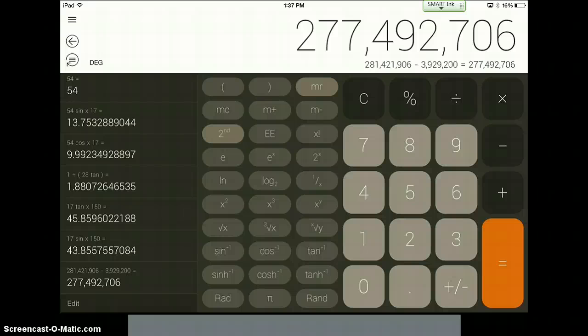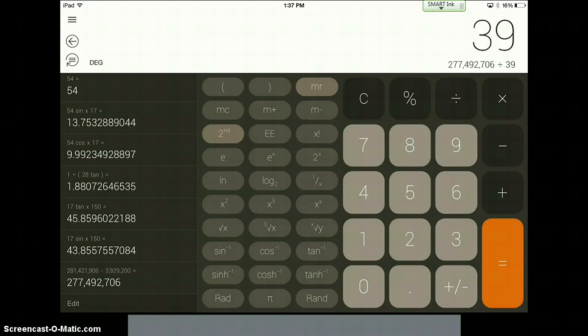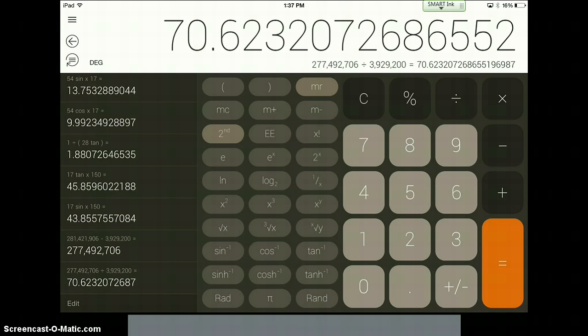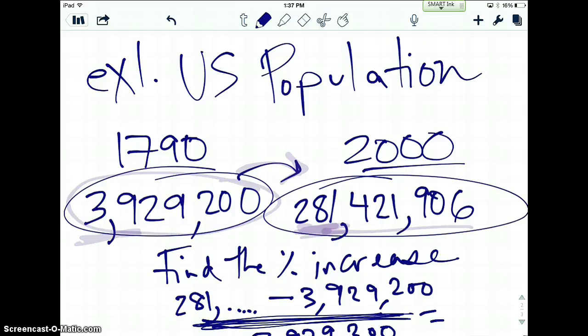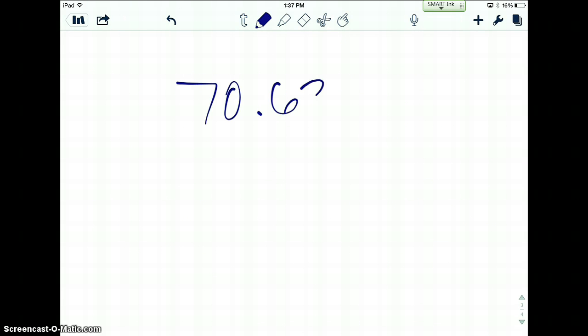I'm going to take that number and divide it by what it originally started out at. And it started out at 3,929,200 people. Oh, wow. And I get this decimal. Okay? So I get 70.6232. So I'm going to go ahead and write that out. 70.632, right? I think it was 623,207, blah, blah, blah, right?